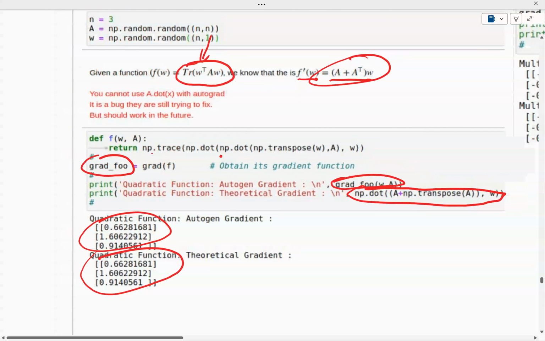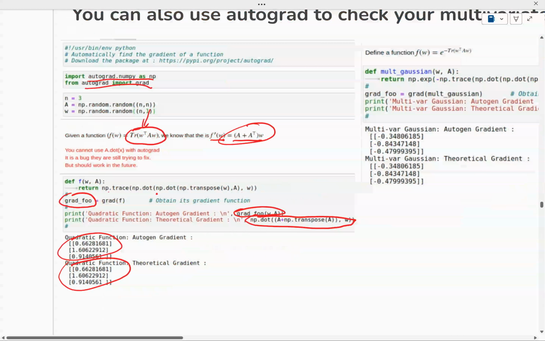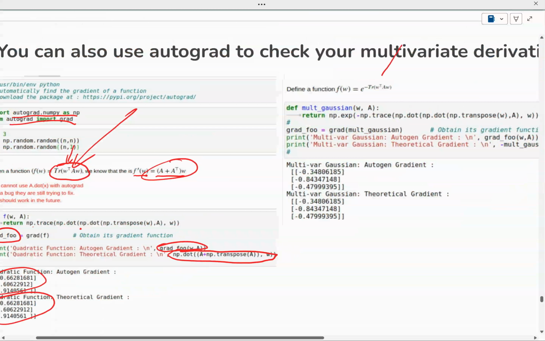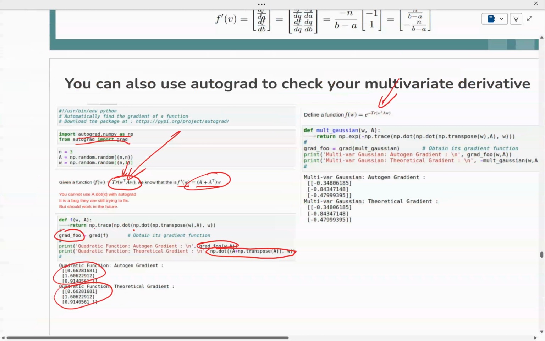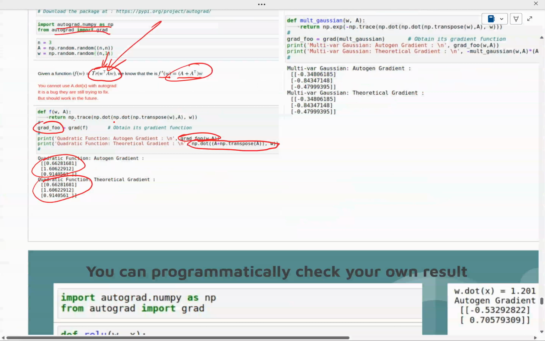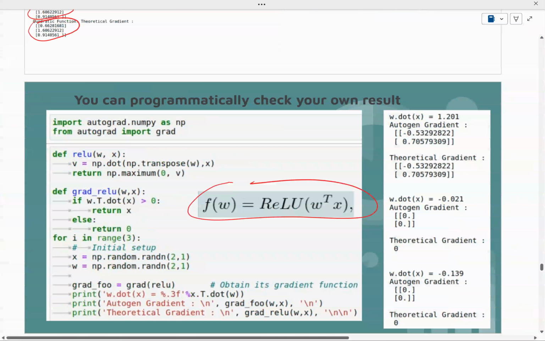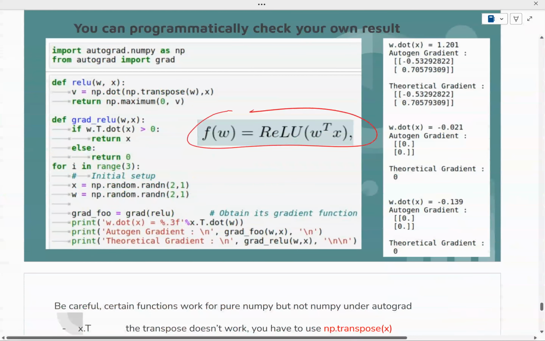So the process is the same. I wrote a whole bunch of examples. This is the quadratic form. This one is the exponential form. In your homework you'll be asked to confirm your results for these various equations, and you can follow these steps. Here's another one. I did the ReLU for you as well, so you can see how I did it and follow the same steps.